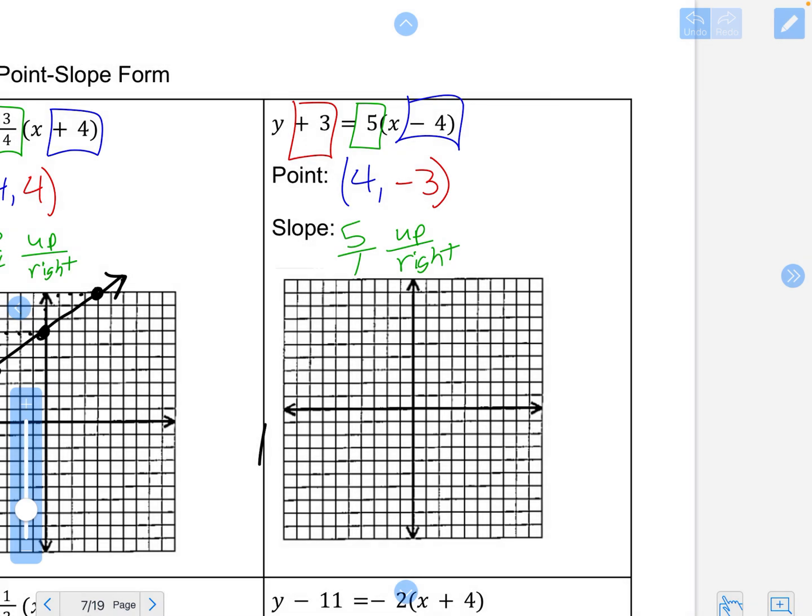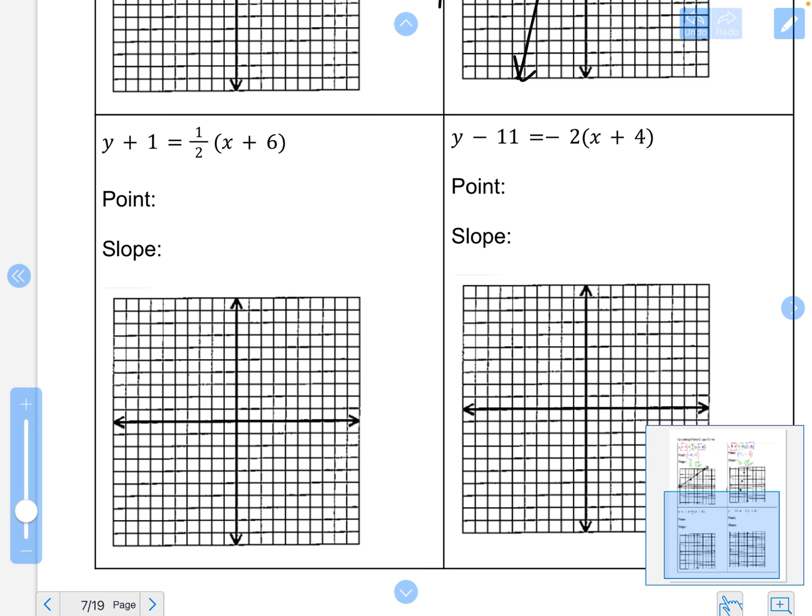So I'm going to graph my point first. 1, 2, 3, 4, 1, 2, 3. And we go down 3. And now for my slope, I need to go up 5. 1, 2, 3, 4, 5. 1 to the right. 1, 2, 3, 4, 5. 1 to the right. I got my 3 dots. Now that I got my 3 dots, it makes it super easy to draw a mostly straight line. And there you have it. That's our line.